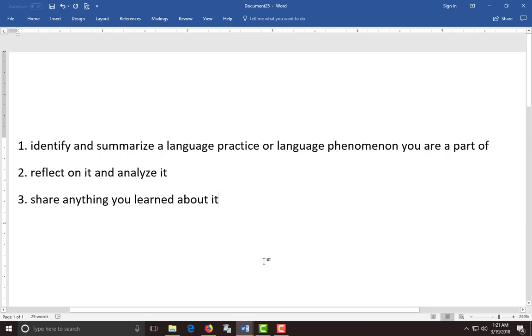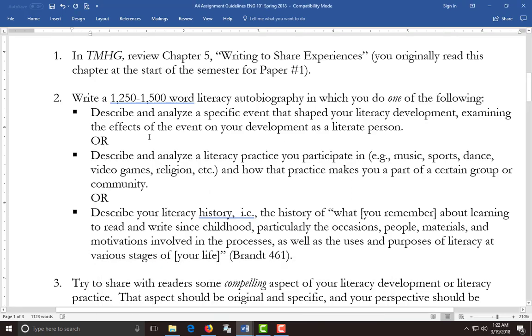So, for example, this is really similar to assignment 1. In assignment 1, we had to summarize an article and then share our thoughts on it and our reactions to it, and kind of analyze it and take it apart and do those sorts of things. That's exactly what we're doing, only it's with language. So there are 3 options that you can write about.